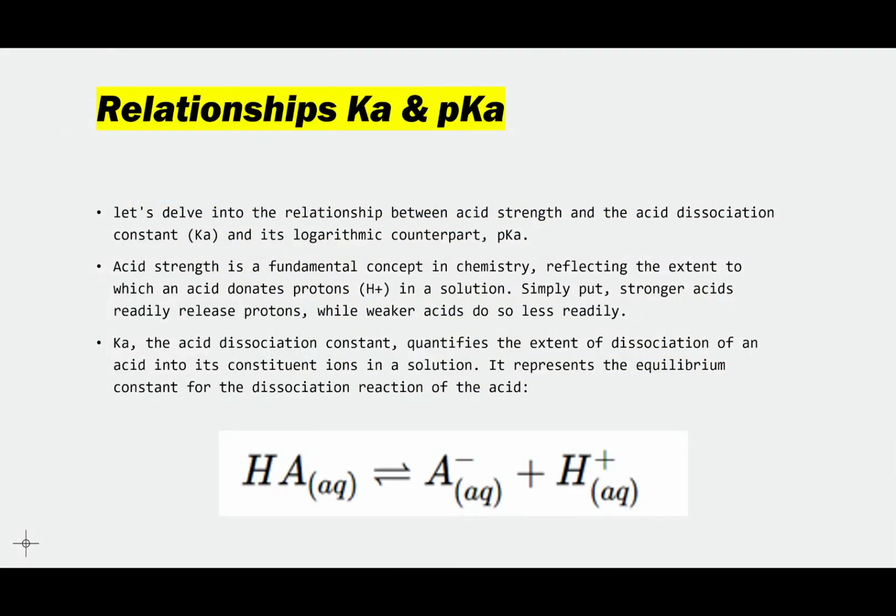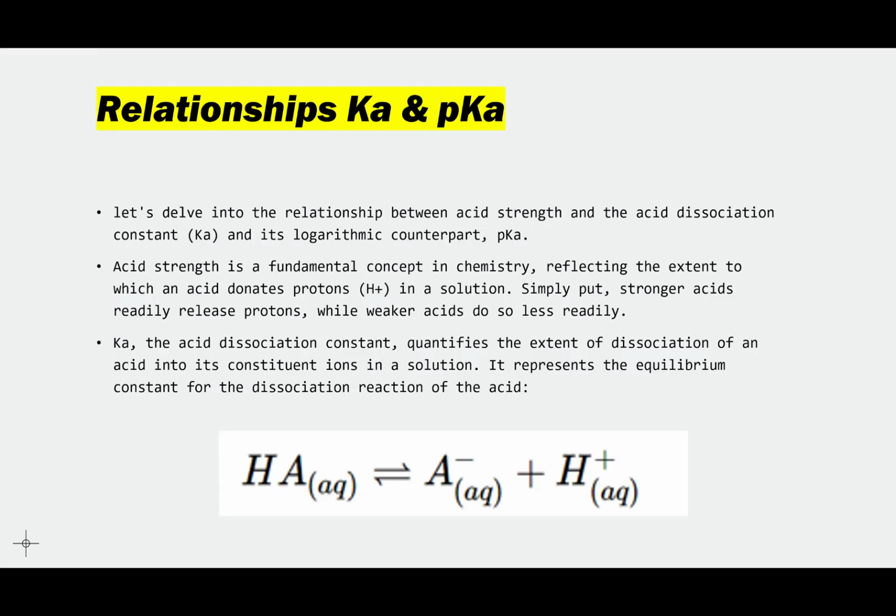So if we look at the relationships between the Ka and the pKa, we could look at the fact that acid strength itself is a fundamental concept in chemistry. That's what it's saying there. It really speaks to how many protons are dissociated in solution. The stronger the acid, the more ions it can produce in solution, the more protons it can produce. So that's what's happening with the Ka.